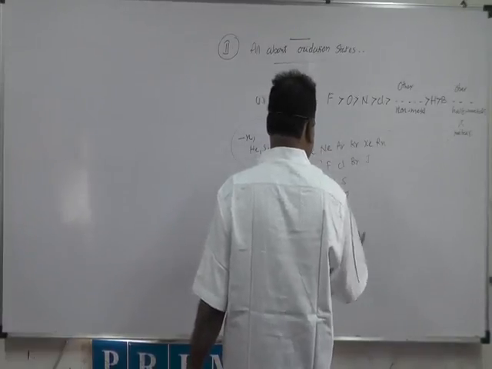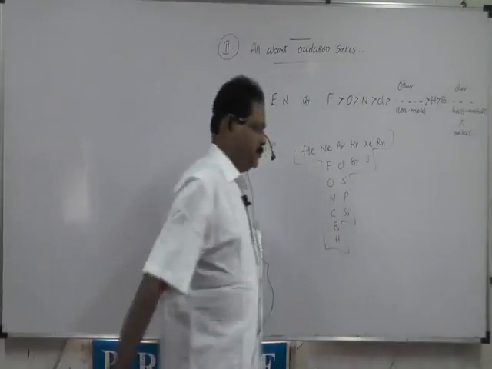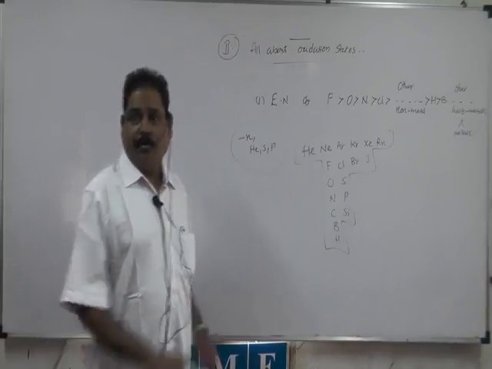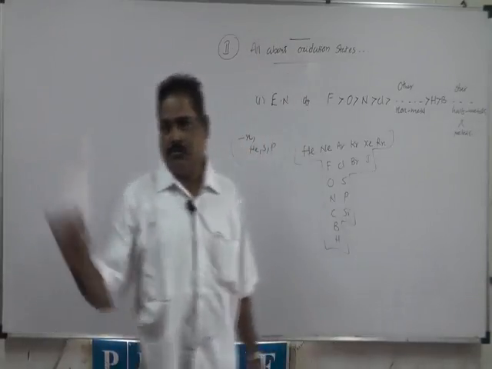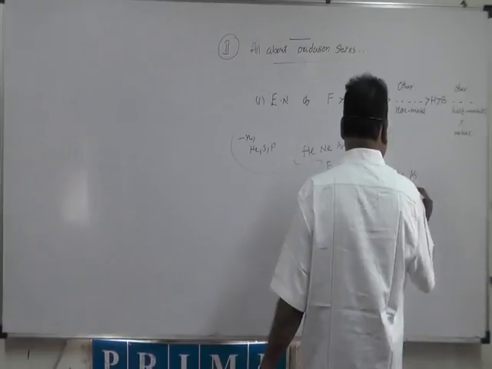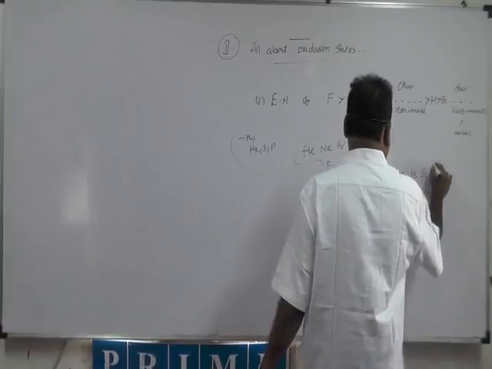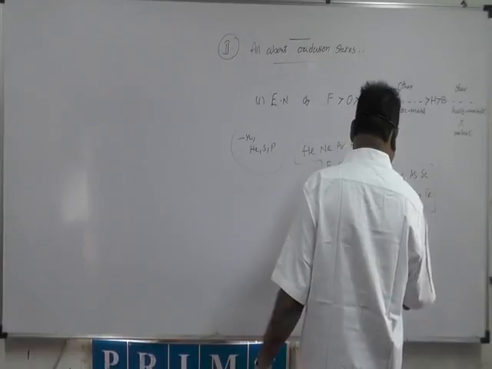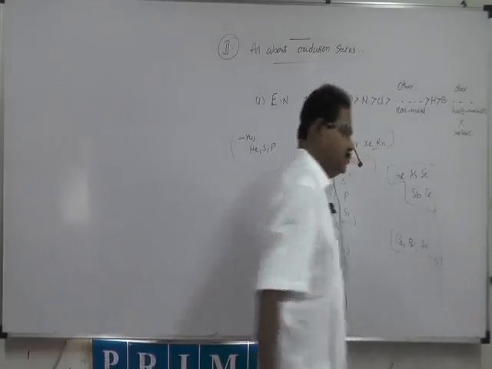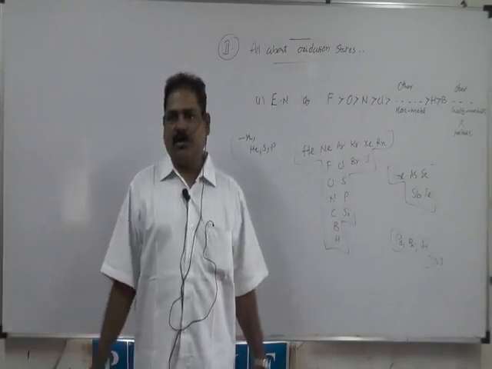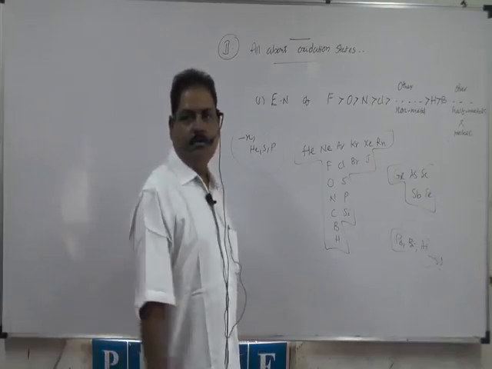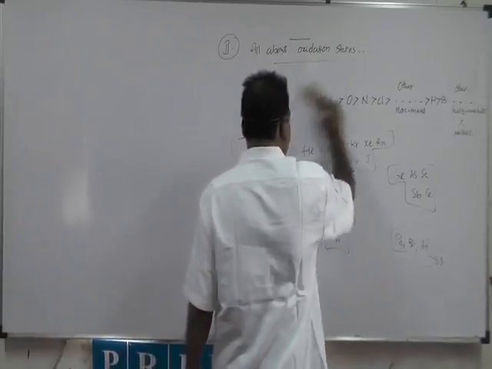These are the non-metals. And very few are half metals, metalloids. Half metals: germanium, arsenic, antimony, selenium, tellurium, that's all. Don't ask me about polonium, bismuth, astatine. You don't need to know. All others are metals. So electronegativity.